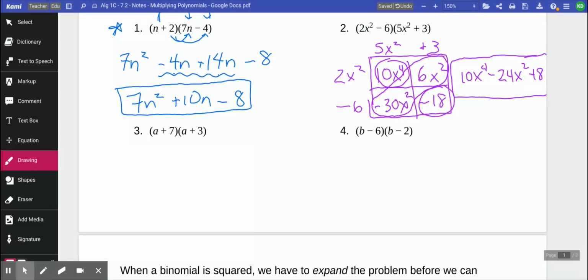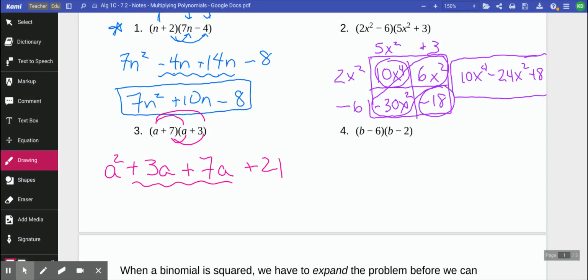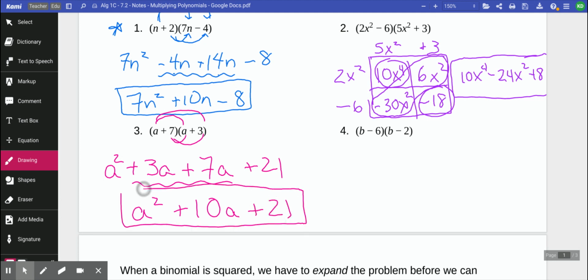Okay, let's try these last two. We're just using the double distribution method. So a times a is a squared. A times 3 is 3a. 7 times a is 7a. And then 7 times 3 is 21. Combine those middle terms, write those a terms. So we're going to get a squared plus 10a plus 21. Another quadratic trinomial.